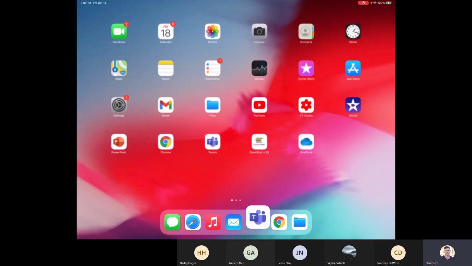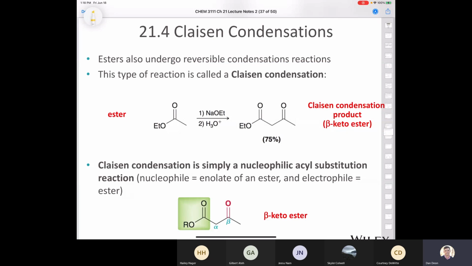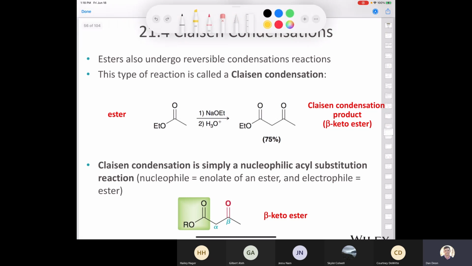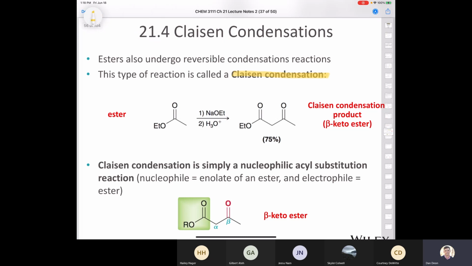All right, so section 21.4 deals with Claisen condensation. It's kind of a cool reaction. It says here that esters can undergo these reversible condensation reactions that you see here, and we call it a Claisen condensation. And keep in mind that the word condensation in chemistry doesn't always mean the loss of water, right?